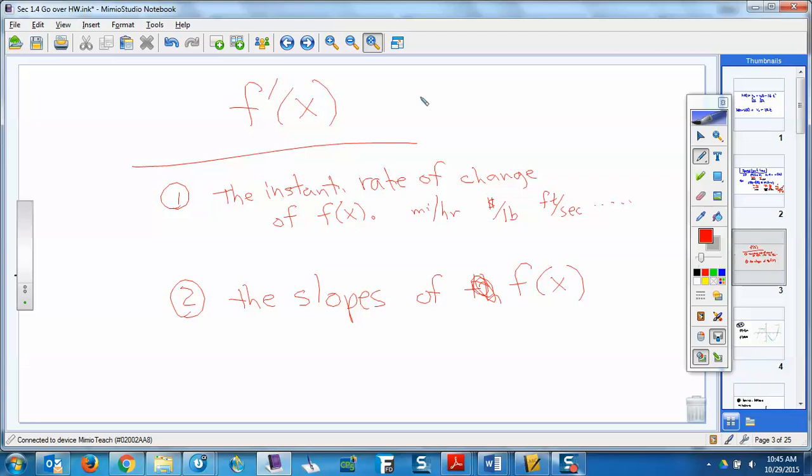Number 11. Suppose that B is the balance in a bank account in dollars T years after the account's established. What does B prime mean? The rate of increase or decrease. You hope it's an increase. Of the balance. Per year. I would throw in the per year.